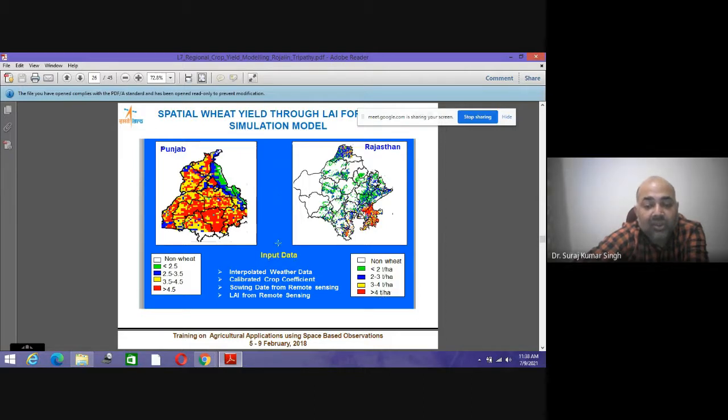So all such data sets can be done on the basis of interpolated weather data, calibration of the crop coefficient, then sowing date from the remote sensing data, and finally on the basis of leaf area index from the remote sensing data, that is your satellite imageries.